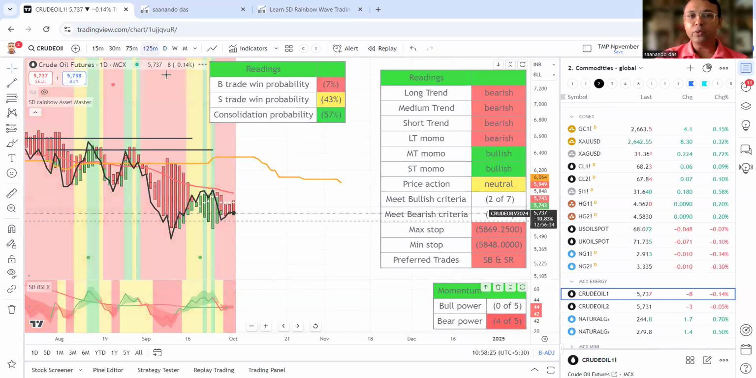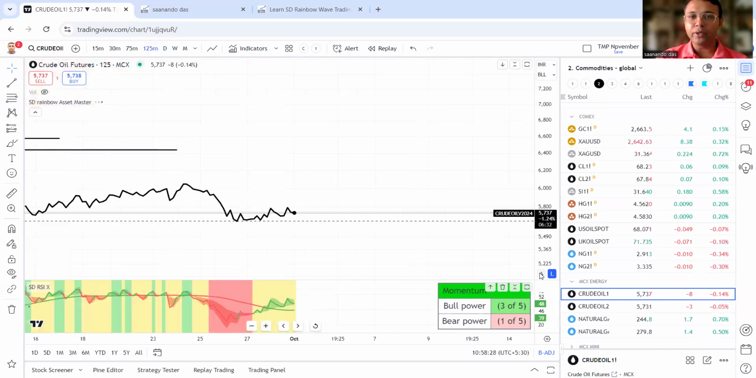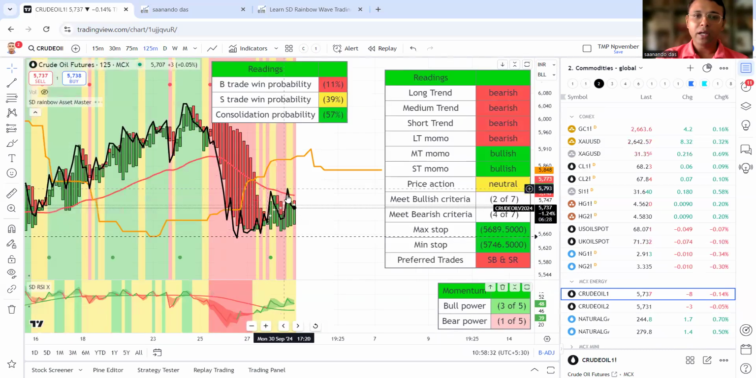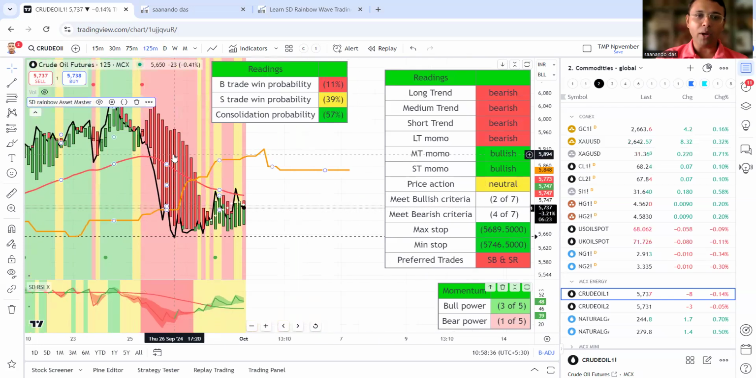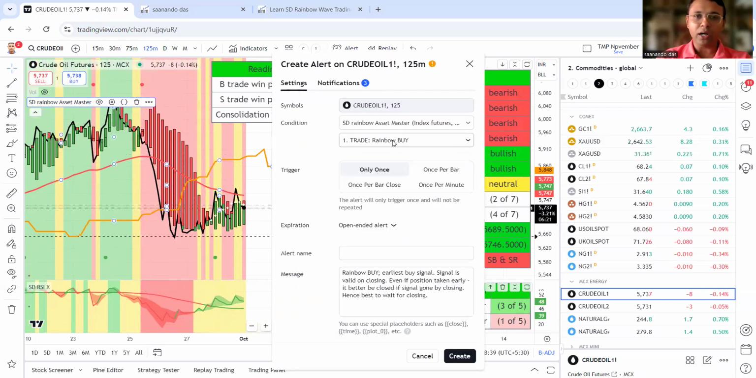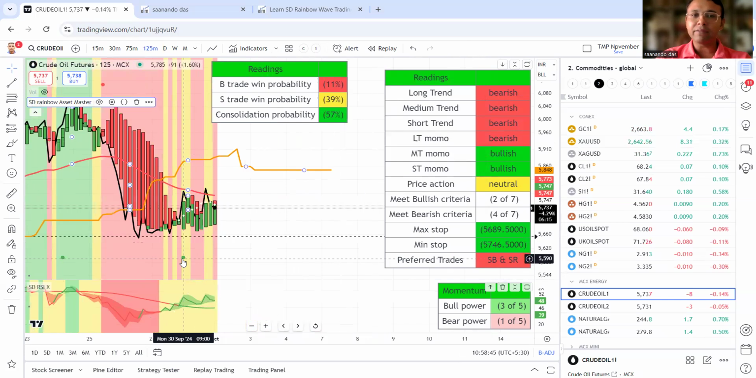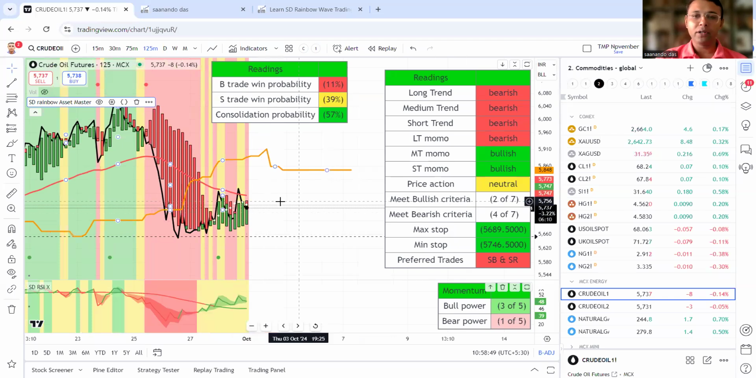Regarding fine-tuning, as you can see, this is clearly happening. This is not good. So for fine-tuning, I use the 125 minutes chart, and here I use the rainbow sell signal. It depends case to case, but in this case, since I have the buy signal, I'll definitely want the rainbow sell signal in 125 minutes. Unless that is coming, I'm not really there to sell it. I will wait for crude oil.